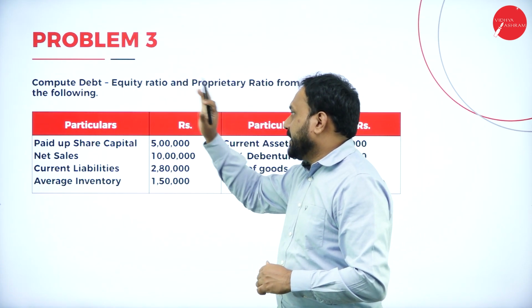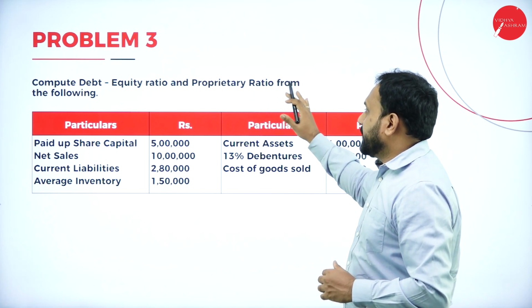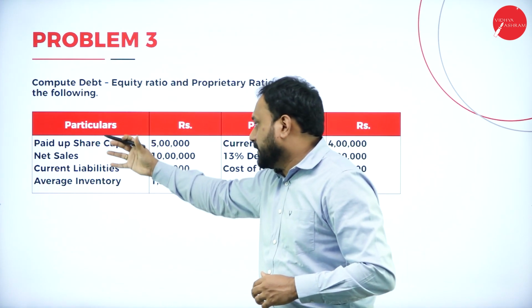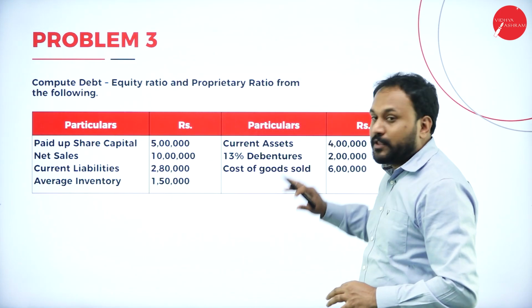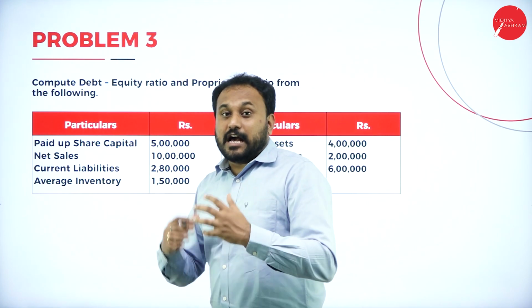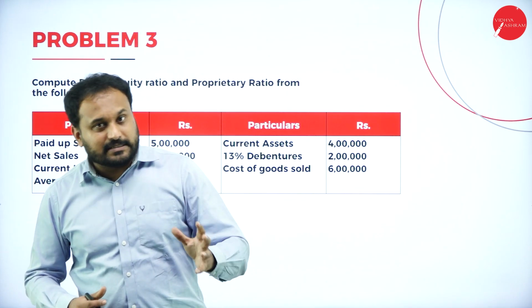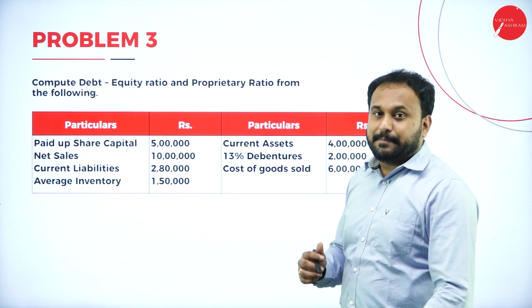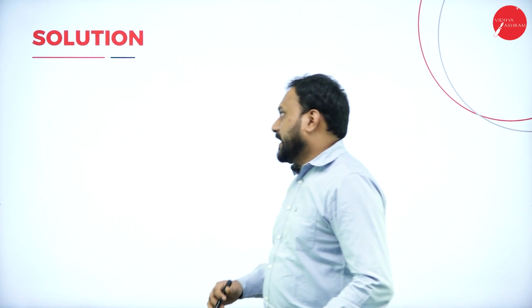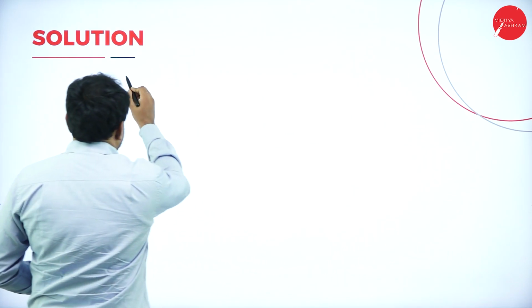Compute debt equity ratio and the proprietor ratio from the following. Now they have given something. I'll not check what exactly they have given here, but let me know how exactly I know what the formulas are. So when I go with the debt equity ratio, what exactly happens? I'll just take a solution slide here for you. Now that is the first one they have asked.